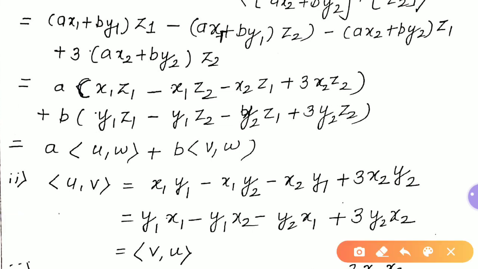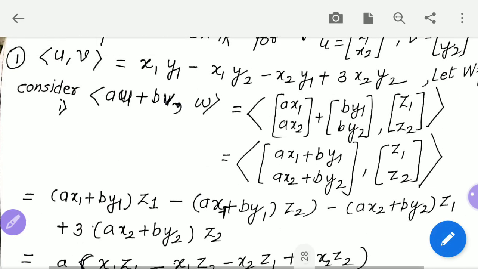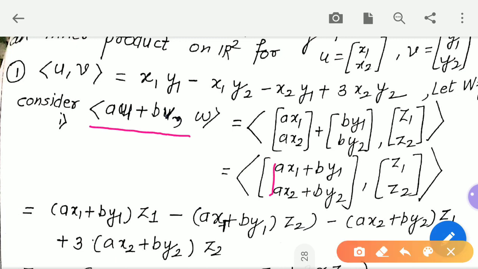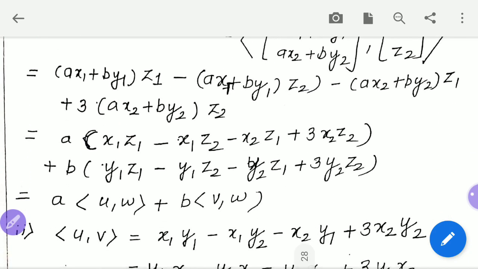And the quantity inside this bracket is the inner product of u with w, and the quantity inside this bracket is the inner product of v with w, by using the given definition. So we have obtained a times inner product of u comma w plus b times inner product of v with w, which is the requirement from the definition, right? Since we have obtained this value equal to this value, hence it satisfies the linearity property.